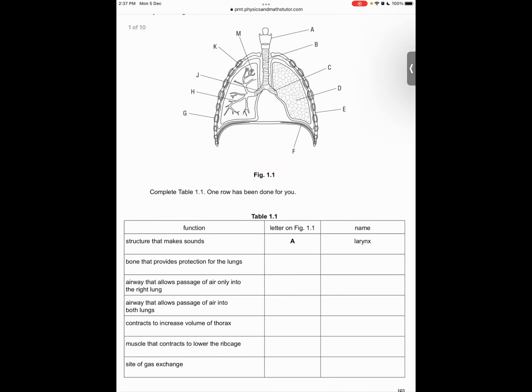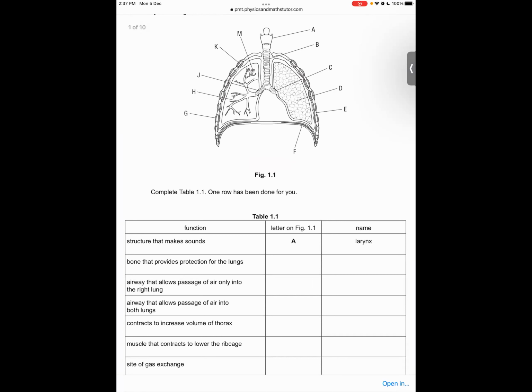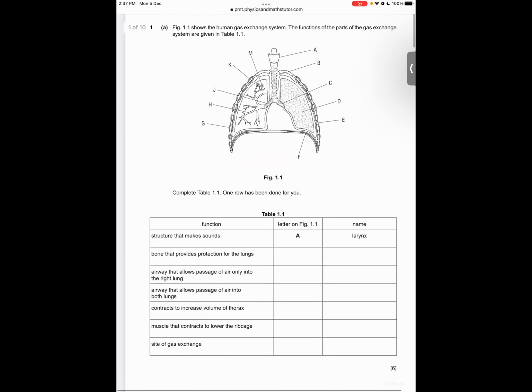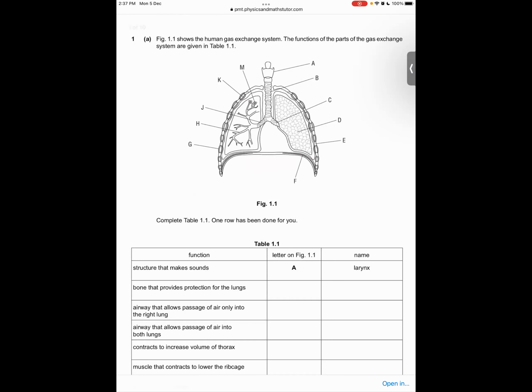The bone that provides protection for the lungs is the... what's the letter? No. The bone that provides protection for the lungs. What is that bone, or that bony structure that covers your lungs? It protects your vital organs, the lungs. Look at the letters in the diagram. What looks to you like it will cover the lungs and protect them?